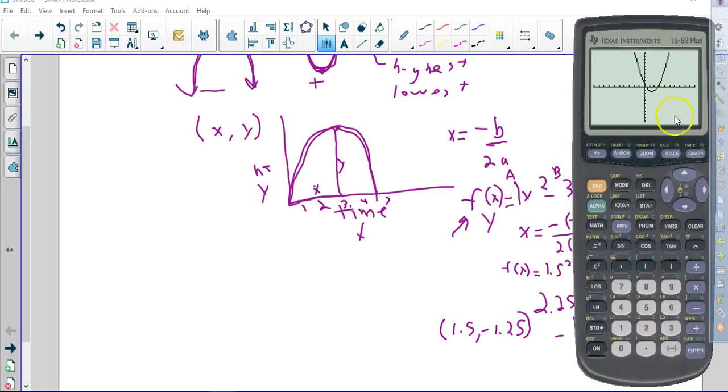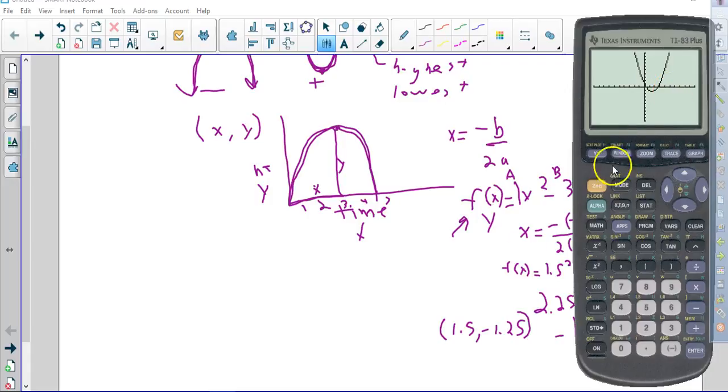And notice, right about there, here's 1, here's 2, that's 1.5. It's right in between. And notice it's a little bit past 1. It's hard to see on this small screen, but that's negative 1.25, as we reviewed in 6.1 on how to graph points. This is 1.5, negative 1.25. That's the lowest point on this parabola. And so that matches up.